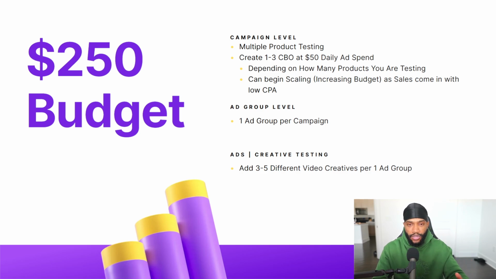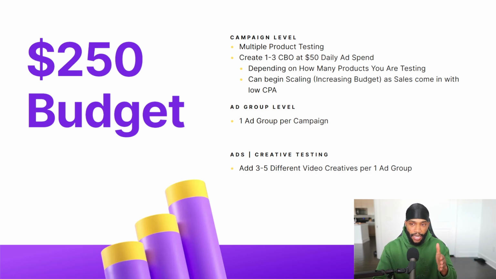But you want 1 to 3 CBOs for 1 to 3 different products. So if you have 3 products, 3 CBOs at a $50 ad spend budget. Now, throughout the day, if you see sales come in, you can increase the budget on that particular or multiple ads.